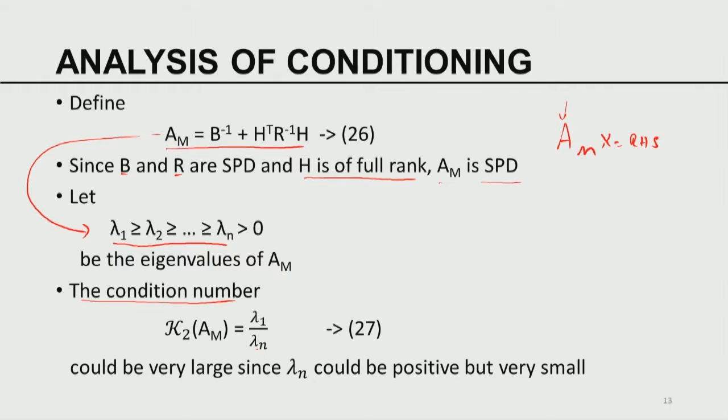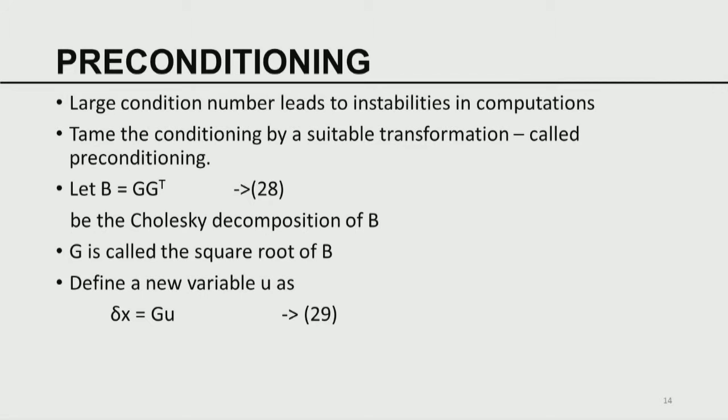While AM could be symmetric and positive definite, since lambda n is positive, lambda n can be very small. So the condition number could be very large. So lambda n can be small but still positive. Let us assume lambda n, as an example, is 10 to the power of minus 6. It's still positive, but it comes in the denominator. So the condition number will be very large. So the condition number for SPD matrices becomes very large because the smallest eigenvalue, while remaining positive, may become very small. In those cases I will have a headache computationally. So a large condition number leads to instabilities in computation.